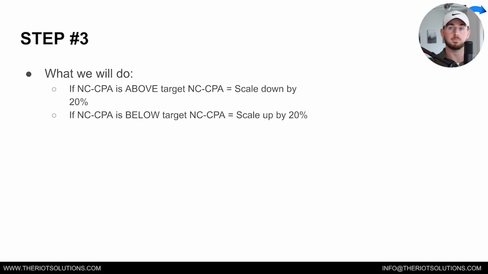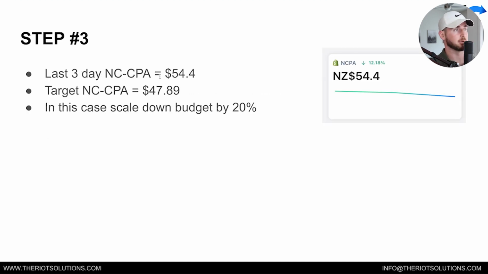Now, what will we do? If NCCPA is above our target NCCPA, we're going to scale down by 20%. So if our target's $40 and we're at $55, it's above, so we're going to scale down. If NCCPA is below target or at target, so if we have a $40 NCCPA and our target's $40, we'll scale up by 20%. If it's at $39, we'll also scale up by 20%. Very simple.